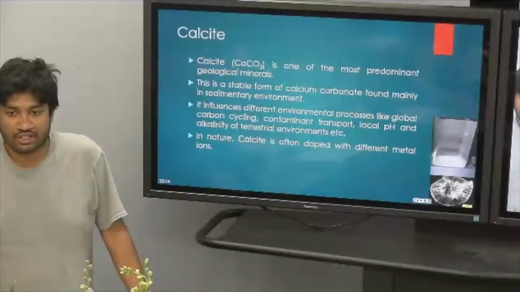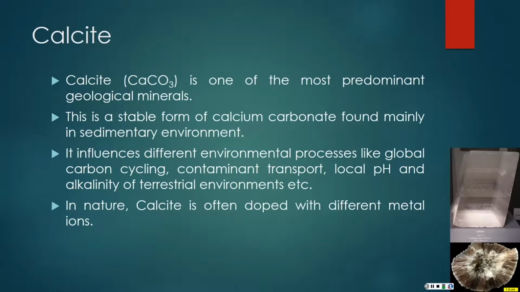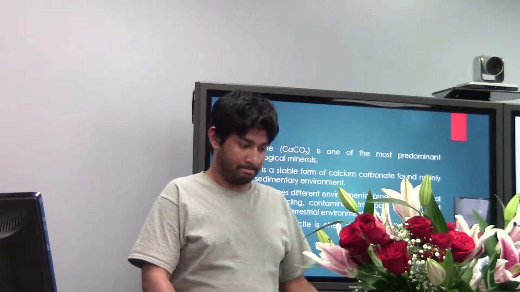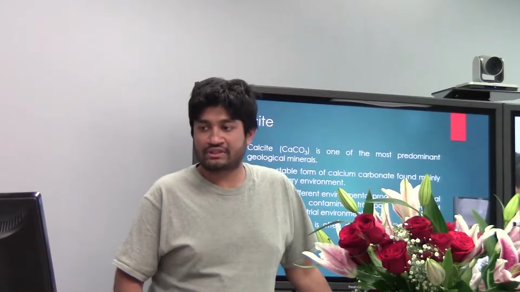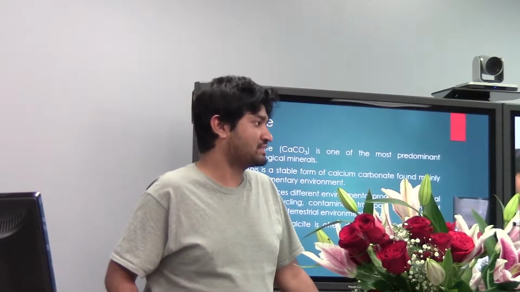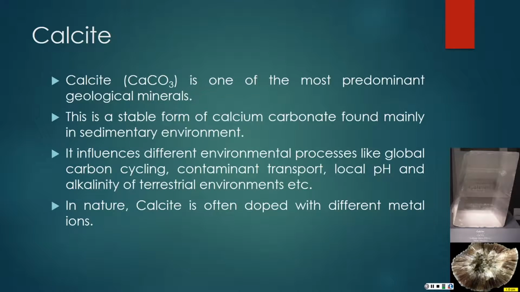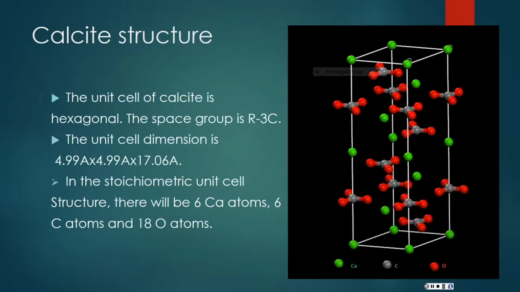Actually, calcite is one of the most predominant geological minerals on Earth. It is a stable form of calcium carbonate that is found in sedimentary rocks. Calcite contributes to global carbon cycling, contaminant transport, and the local pH and alkalinity of terrestrial environments. In nature, it is also often found in doped forms with different metal ions.